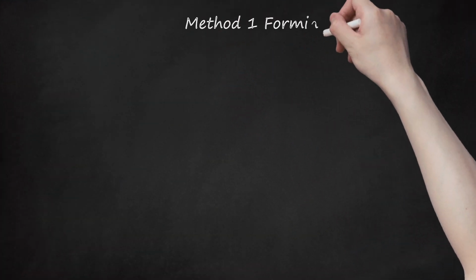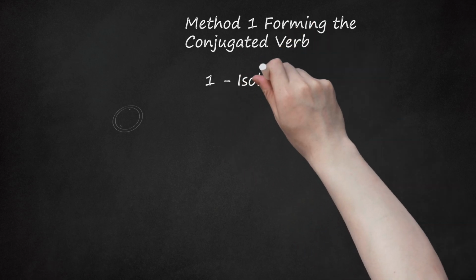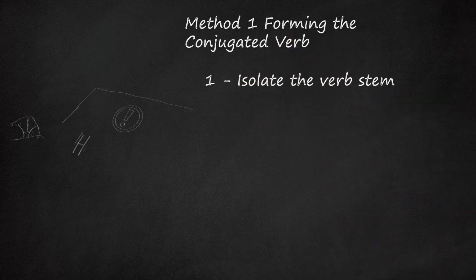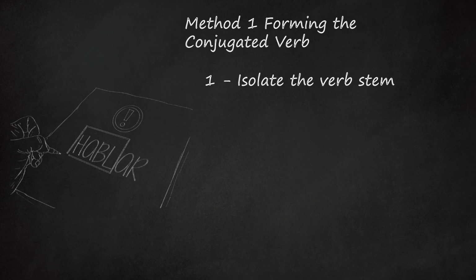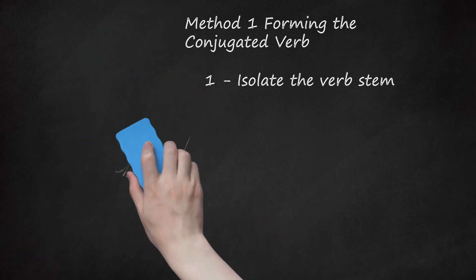Method 1. Forming the conjugated verb. 1. Isolate the verb stem. A Spanish infinitive is made up of two parts, the verb stem and the ending. For verbs with an AR ending, you simply subtract those two letters and you are left with the verb stem. For example, habl is the verb stem of the infinitive hablar, the Spanish verb meaning to speak.